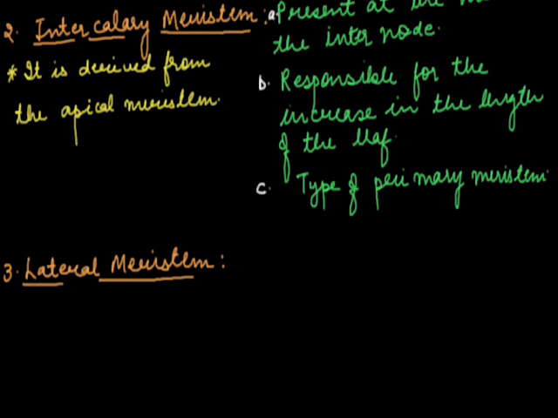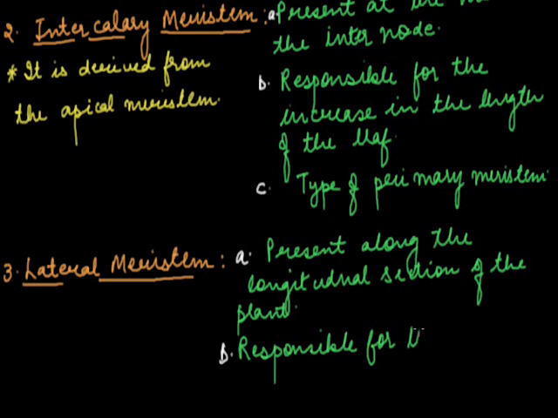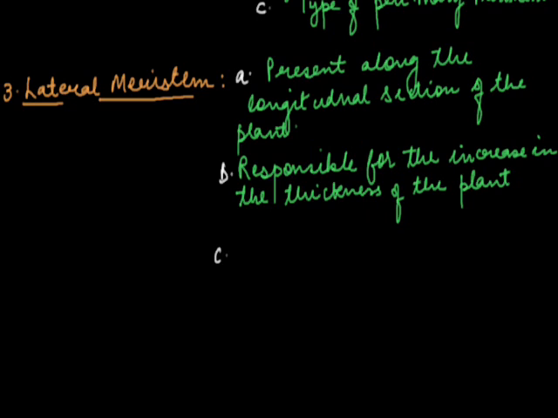Now the third type of the meristem is the lateral meristem. This lateral meristem is present along the longitudinal section of the plant. Responsible for the increase in the thickness of the plant, and it is the type of secondary meristem.